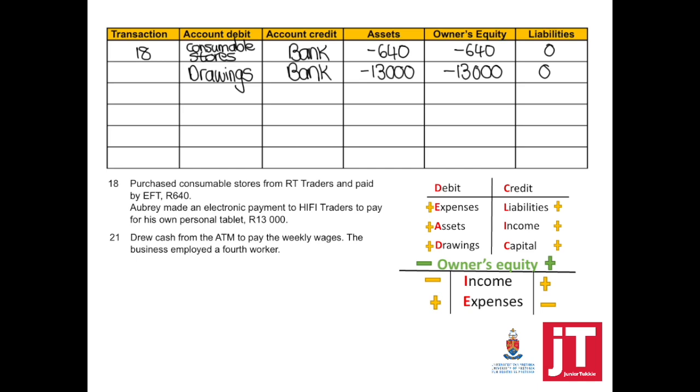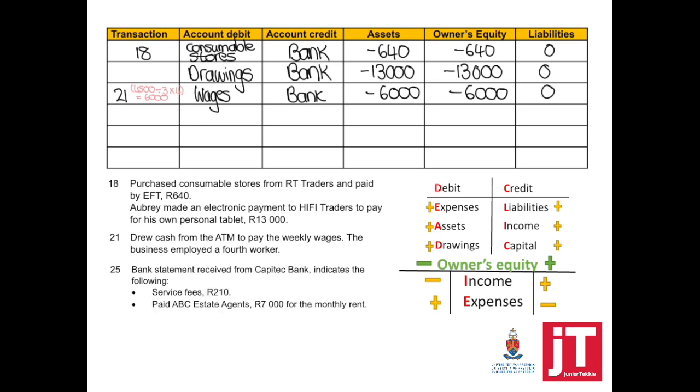On day 21, drew cash from the ATM to pay the weekly wages. The business employed a fourth worker. So reminder, a fourth worker was employed, which means that our new wages is 6,000. Bank is credited, wages debited, assets minus 6,000, owner's equity minus 6,000, liabilities nothing.